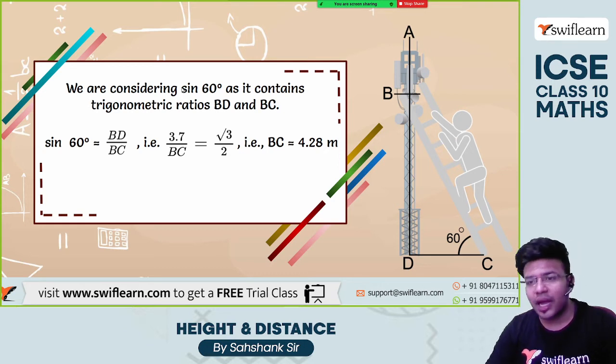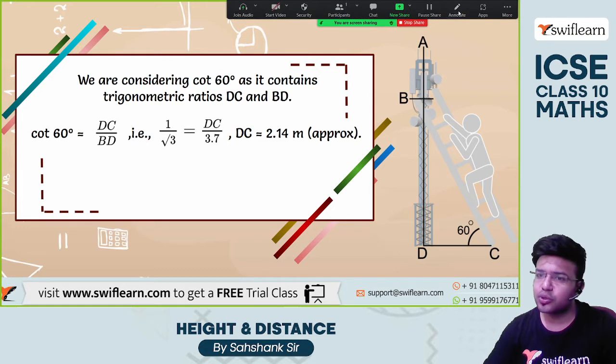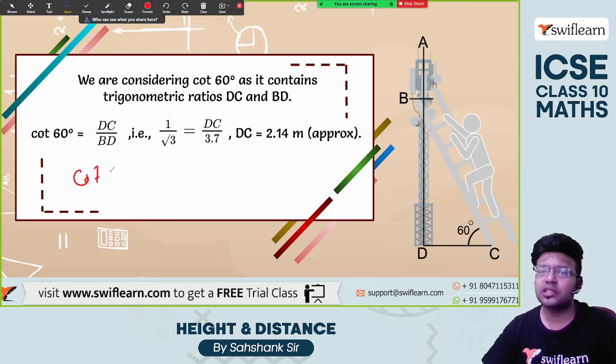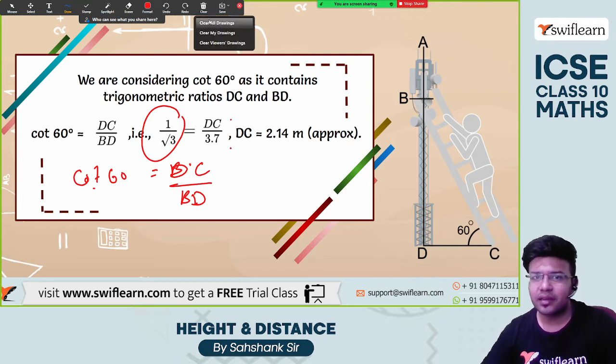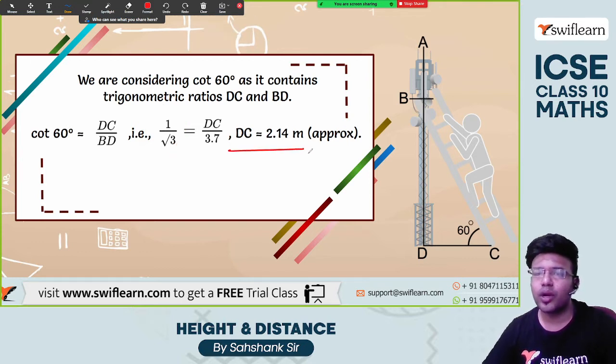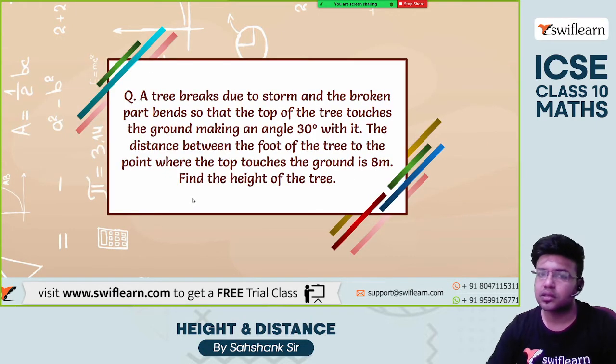Now use tan theta. Use tan or cot, anything, you will get the same thing. They have used cot, let us use cot also. Cot 60, tan 60 is perpendicular by base, cot is base by perpendicular. We need to find the distance. DC by BD, cot 60 is 1 by square root 3, equal to DC by 3.7. Cross multiply, get the answer, you get DC is equal to 2.14 meters. Therefore, she should place the foot at this distance.